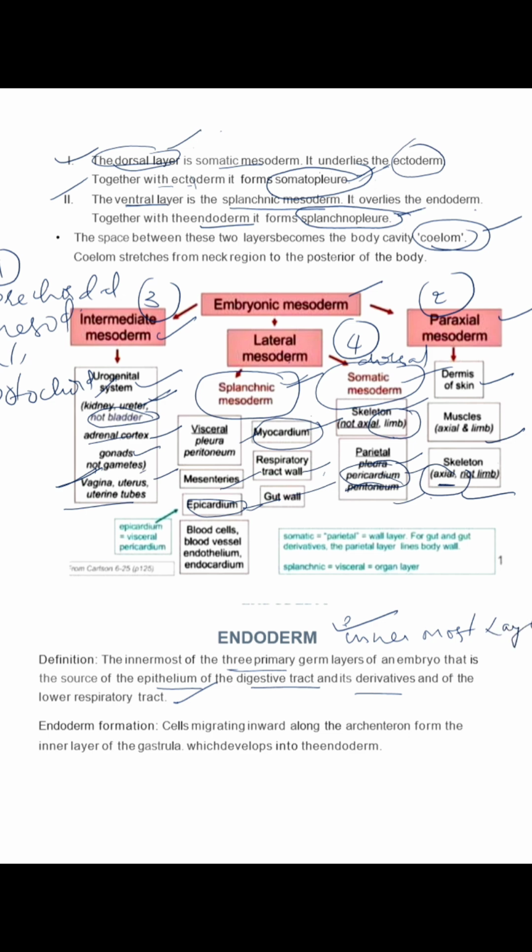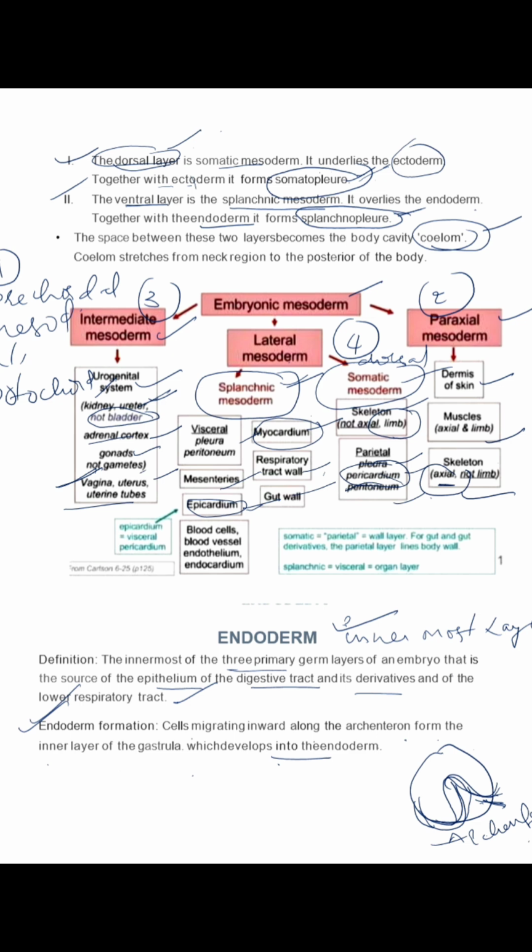How is it formed? The endoderm formation. Okay, cells migrate inward along the archenteron from the inner layer of the gastrula, developing into the endoderm. I've told you this is the embryo. Now these cells are moving like this, an inward projection. This is nothing but the archenteron. Okay, archenteron, the primitive gut. It is called a primitive gut, archenteron. So now this is the endoderm. Inward movement of the cells is known as the endoderm.